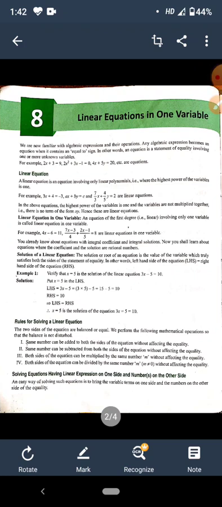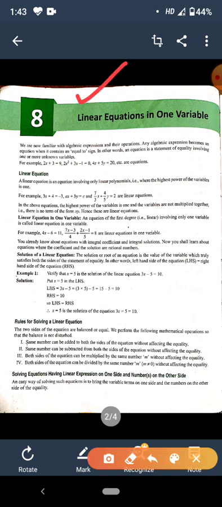Today we are going to start a new chapter, that is linear equation in one variable. So look at the chapter name, that is linear equation in one variable. Throughout the chapter we will focus on the linear one.